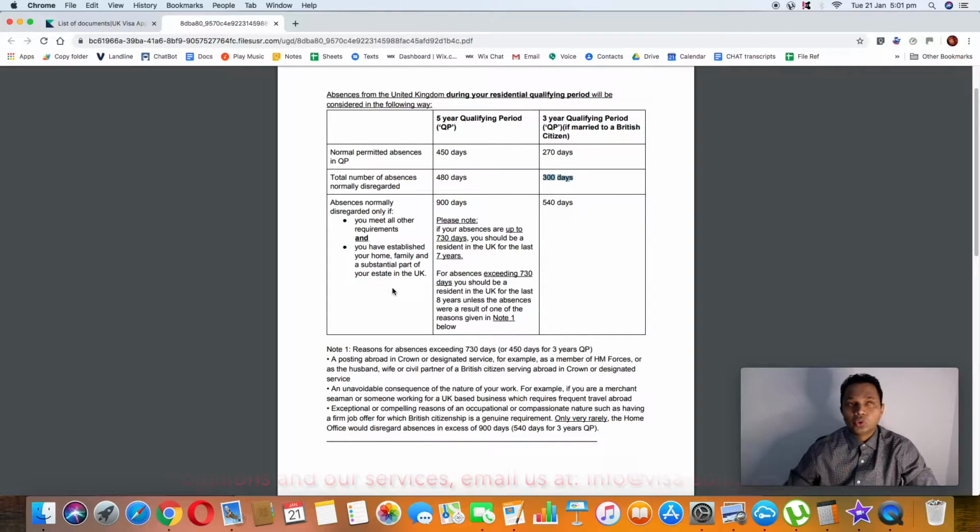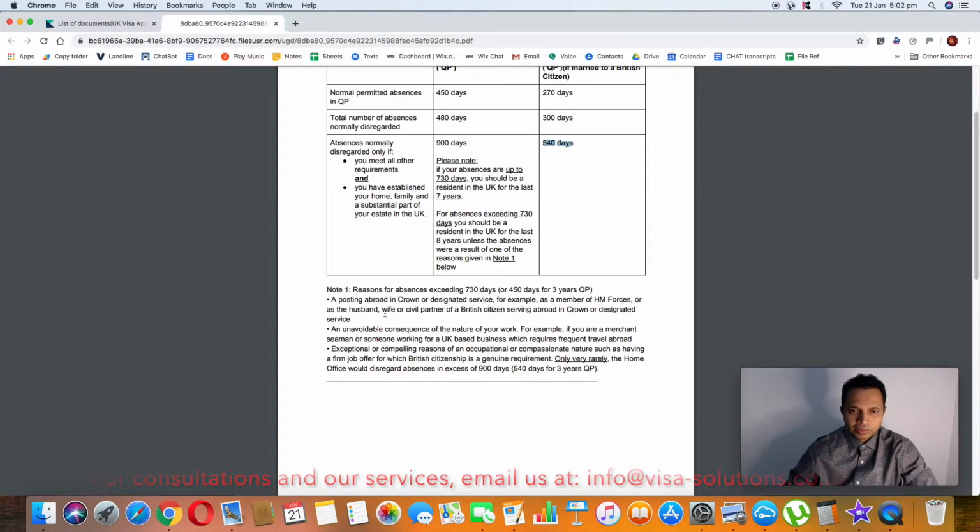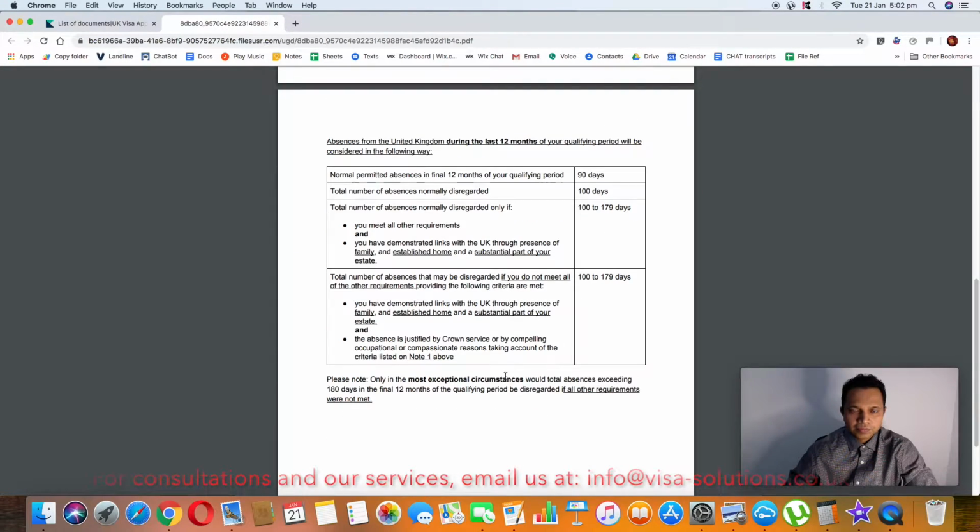So usually if you own a home or any property in the UK, or you have your spouse, partner, or children living or studying in the UK, that is considered as family relationships. Then your established home. If your main home is in the UK, that will also help. For the 5-year qualifying period, up to 900 days, and for the 3-year qualifying period, up to 540 days. Below there are the detailed reasons. You can read about this.